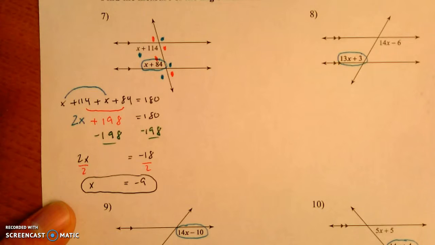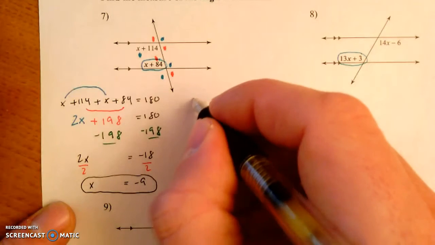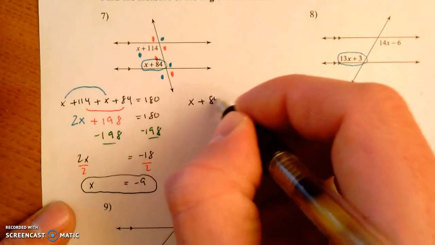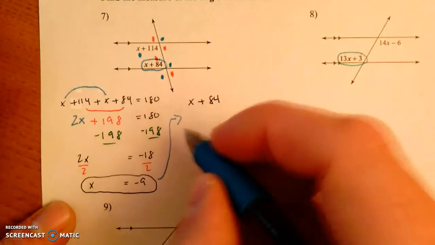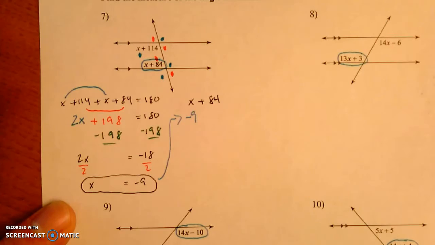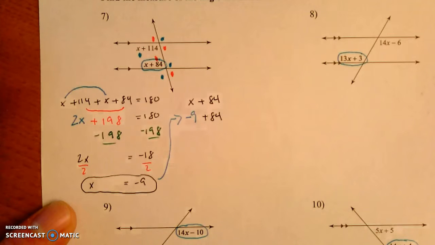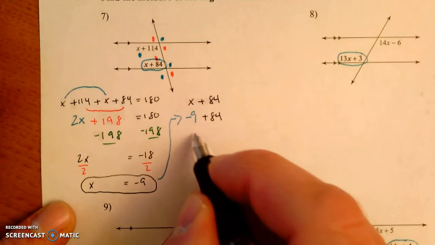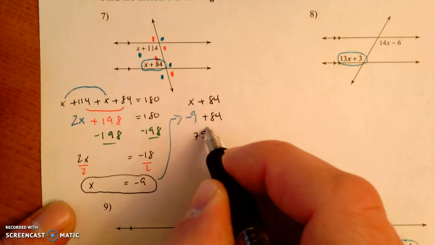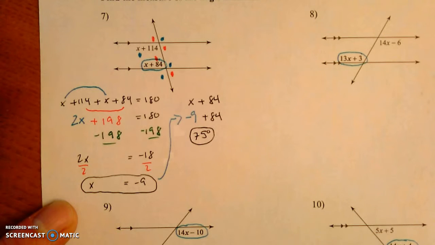So then we're going to go back up here to x plus 84. And I'm going to substitute negative 9 for x. Okay. And then we'll say negative 9 plus 84 is, let's see, 75. So 75 degrees for the unknown angle.